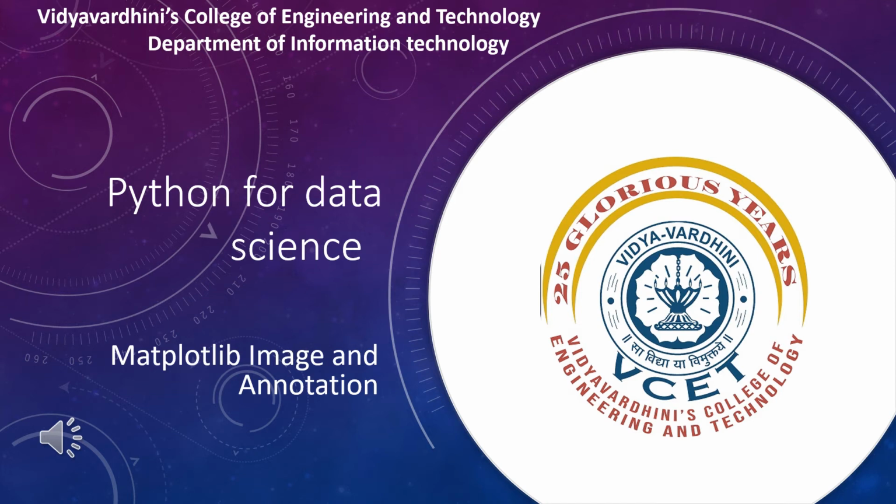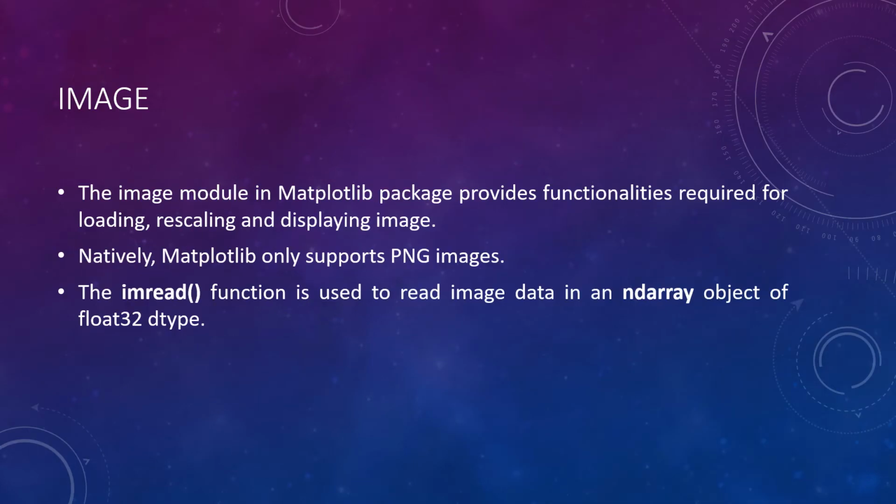In this video lecture, we will be seeing Matplotlib image and annotations. The image module in Matplotlib package provides functionalities required for loading, rescaling, and displaying images. It only supports PNG images. imread function is used to read an image, and imshow function is used to display an image.